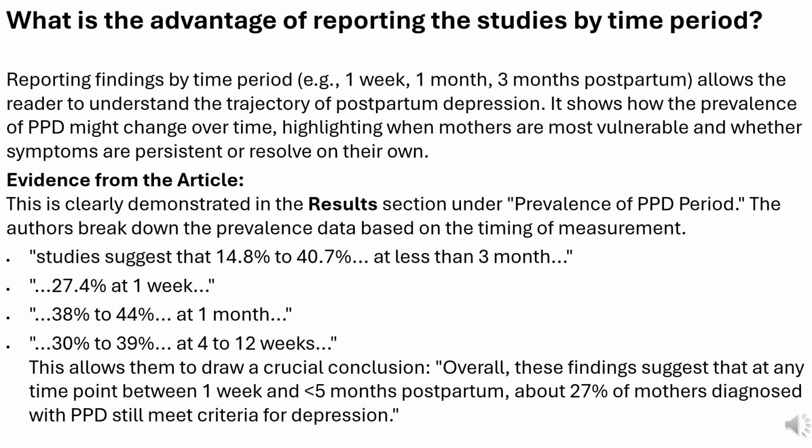Evidence from the article. This is clearly demonstrated in the results section under Prevalence of PPD period. The authors break down the prevalence data based on the timing of measurement. Studies suggest that 14.8% to 40.7% at less than 3 months, 27.4% at 1 week, 38% to 44% at 1 month, 30% to 39% at 4 to 12 weeks. This allows them to draw a crucial conclusion. Overall, these findings suggest that at any time point between 1 week and 5 months postpartum, about 27% of mothers diagnosed with PPD still meet criteria for depression.